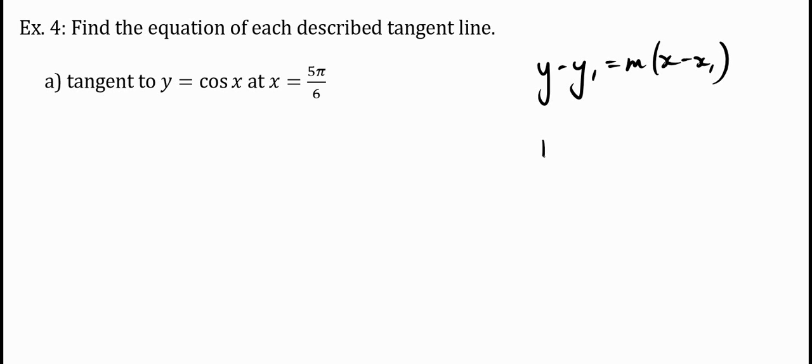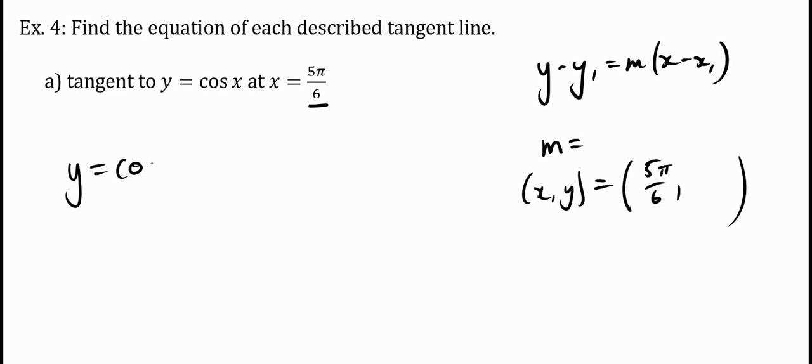So eventually I need to have m equals something and then x, y, that's a point, equals something. And I don't have most of that. All I have is an x. So I got to find the m and I got to find the y before I can use the formula to do what I'm asked to do in this question, which is find the equation. So I got to go do some work to find those 2 things. Finding y should be easy. Y equals cos of x when x is 5 pi over 6 is y equals cos of 5 pi over 6.